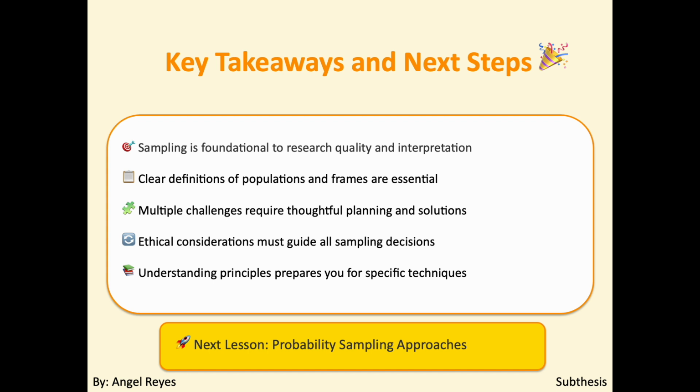Remember, sampling is foundational to research quality. Clear definitions enable meaningful research. Challenges require thoughtful planning. Ethics must guide all decisions. These principles prepare you for specific techniques ahead. Next lesson, probability sampling approaches. Specific methods for achieving representative samples through random selection.